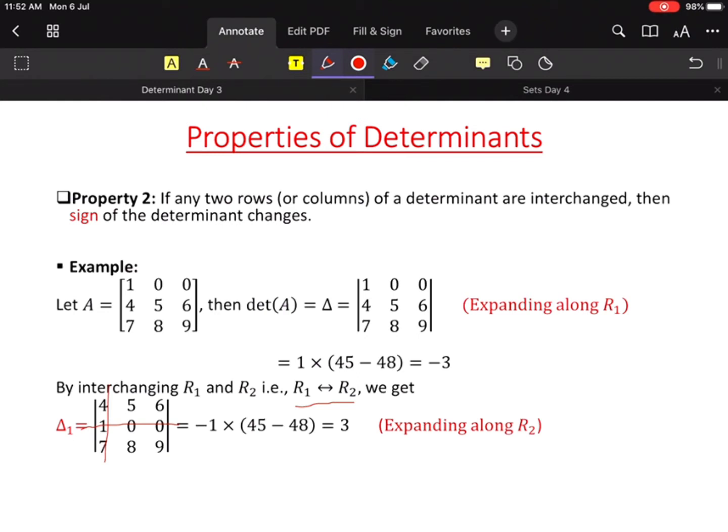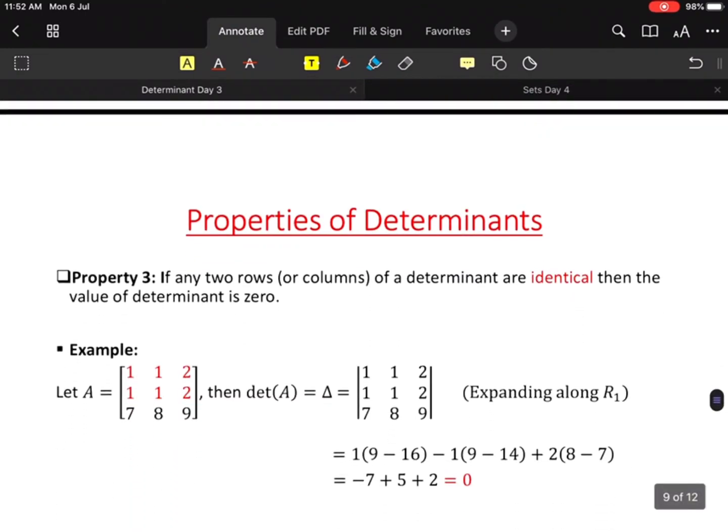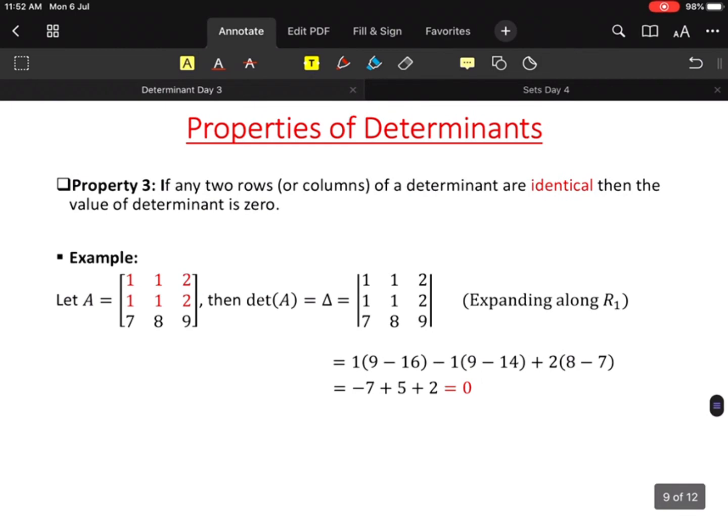Am I clear? So by interchanging any two rows or columns, the sign of the determinant will change. This is property number 2. Understood? Now let's move on to property number 3. Property number 3 says if any two rows of a determinant are identical, then the value of the determinant is 0.